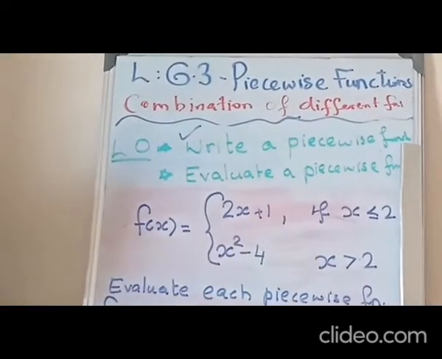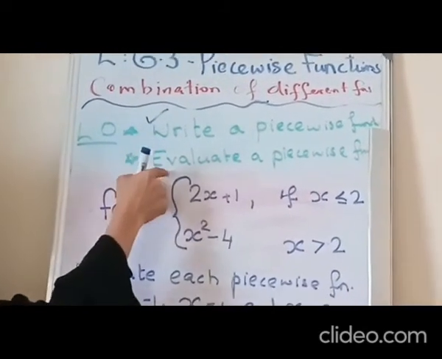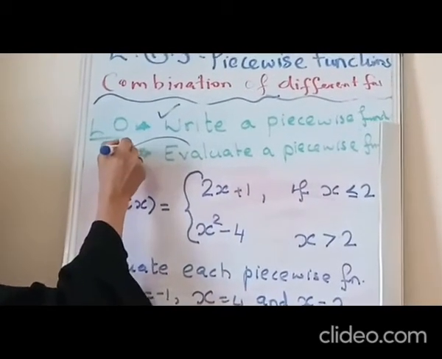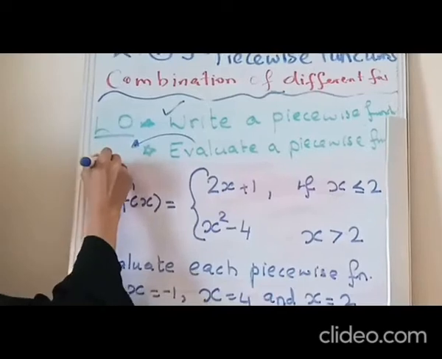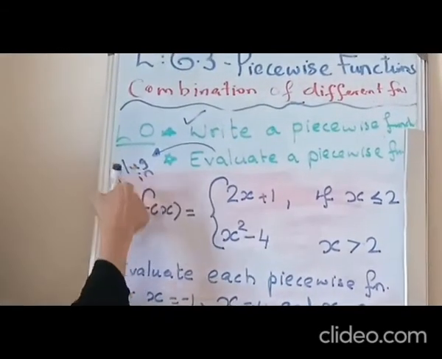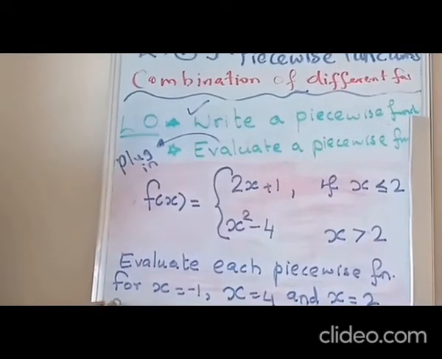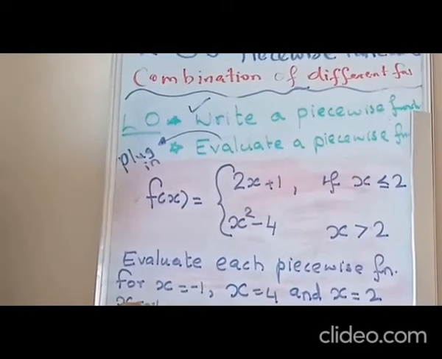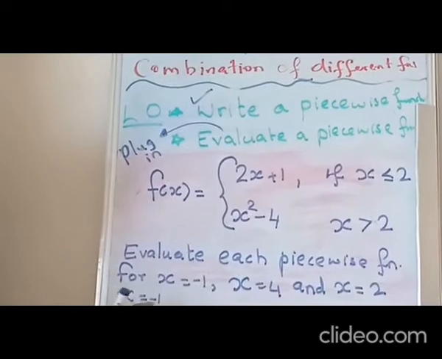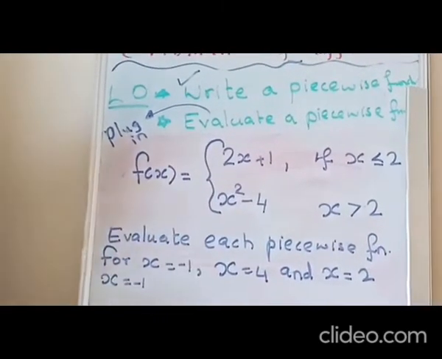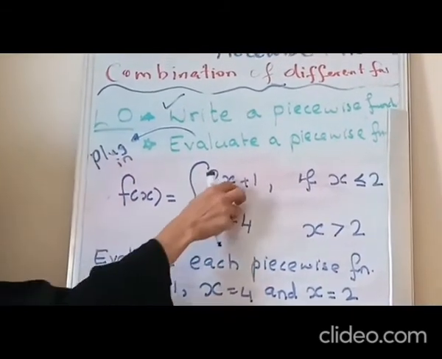Okay, are you ready? We will see. And if you remember, when we evaluate a function, what we do is we plug in. We plug in the x value in here. So let's have a look at when x equal to -1. So I'm going to evaluate f when x is -1. What would I do? I have to plug in. Where shall I plug in this one? Because you have two different rules.